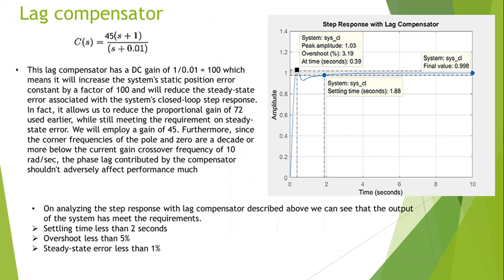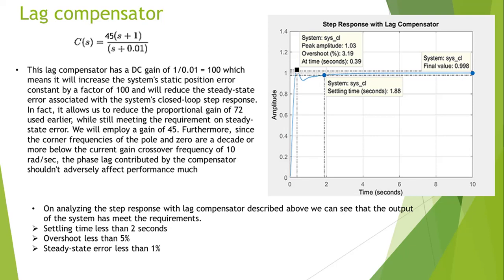This lag compensator has a DC gain of 100, which means it will increase the system's static position error constant by a factor of 100, and it will reduce the steady state error associated with the system's closed loop step response. In fact, it allows us to reduce the proportional gain of 72 used earlier while still meeting the requirement on steady state error. We'll employ a gain of 45 in this case.